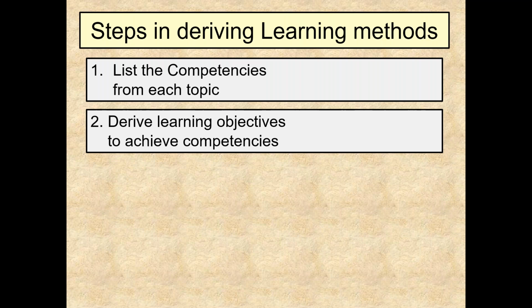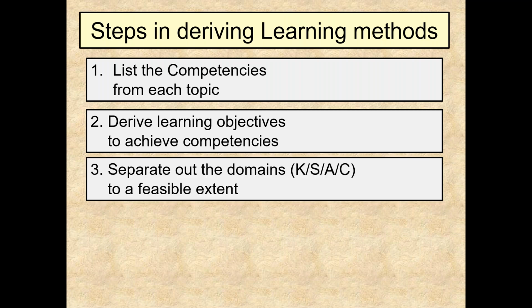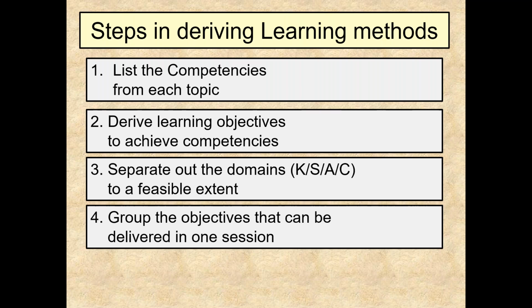Second step is deriving learning objectives to achieve those competencies. That was dealt with in the previous session. Now we know how we have to derive learning objectives from competencies. Next step is to separate out the domains to a feasible extent. You have to determine which domain each of your objectives belongs to.